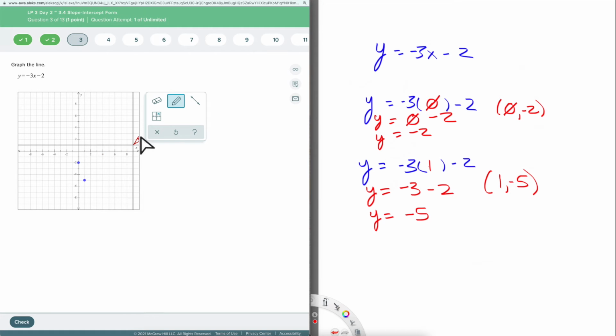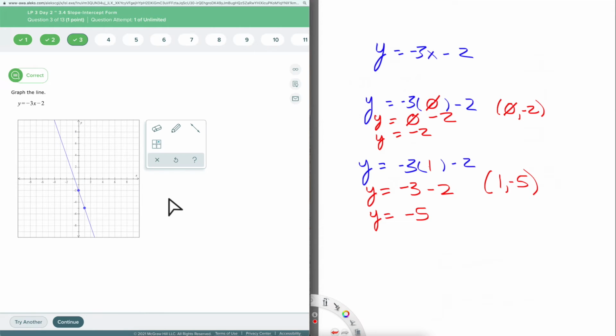Now I can click on my line tool and go click, click. I can actually do this without placing the points too. This will place points for you also, but it's nice if you already have the points placed and you know exactly where to click. Alrighty, so we just graphed a line. Woohoo!